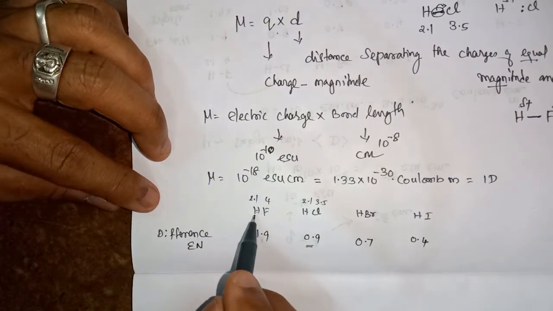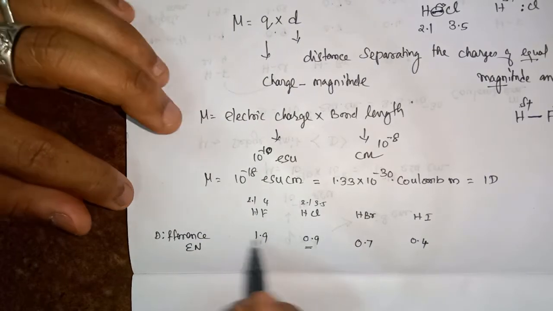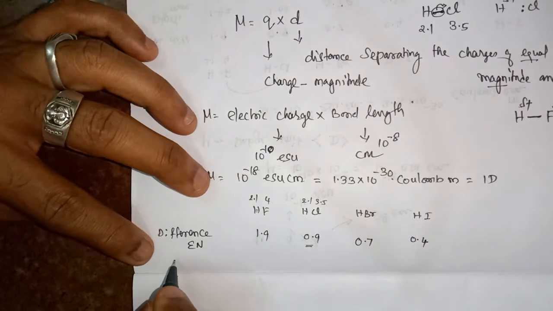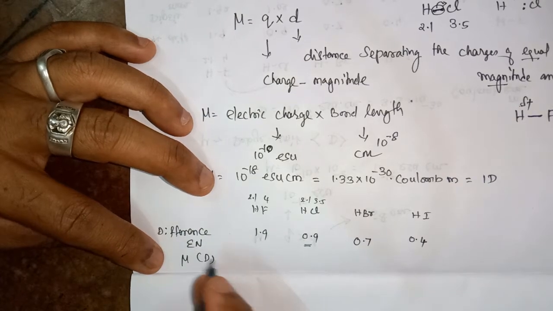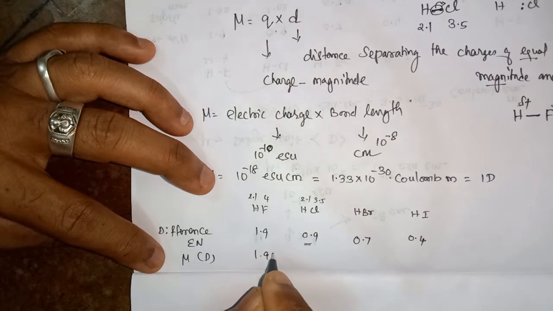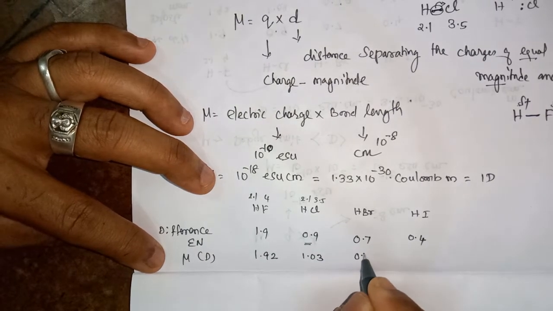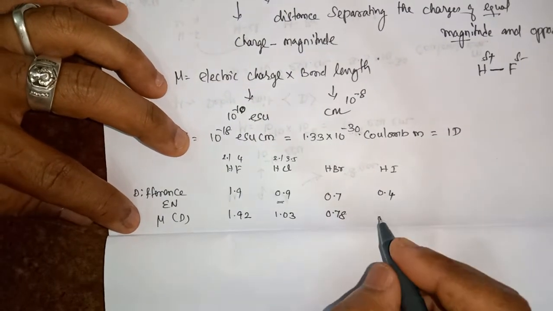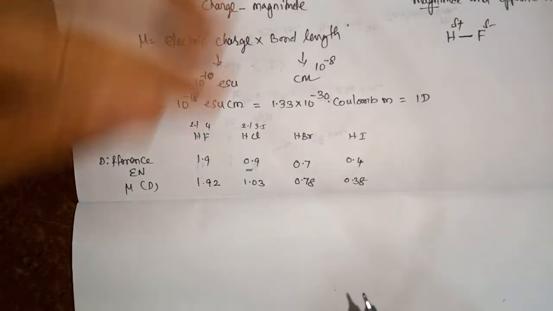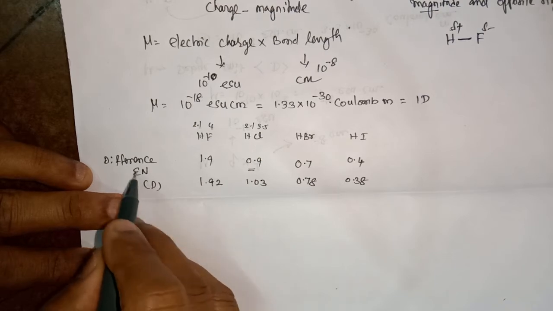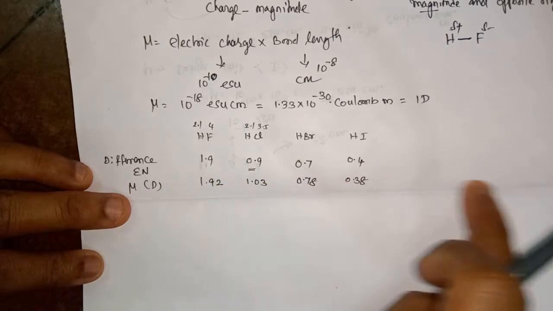If the electronegativity difference between the atoms of a molecule is higher, then the mu value in Debye, that is called the dipole moment value, will also increase. What is the dipole moment value for these? It comes 1.92, 1.03, around 0.78, and around 0.38. You see, the electronegativity difference is going on decreasing, so the mu value is also going on decreasing.